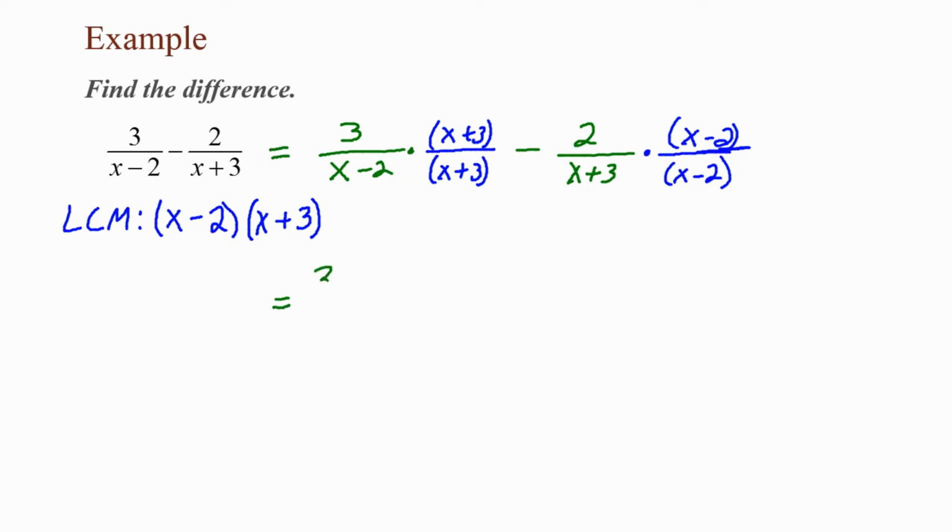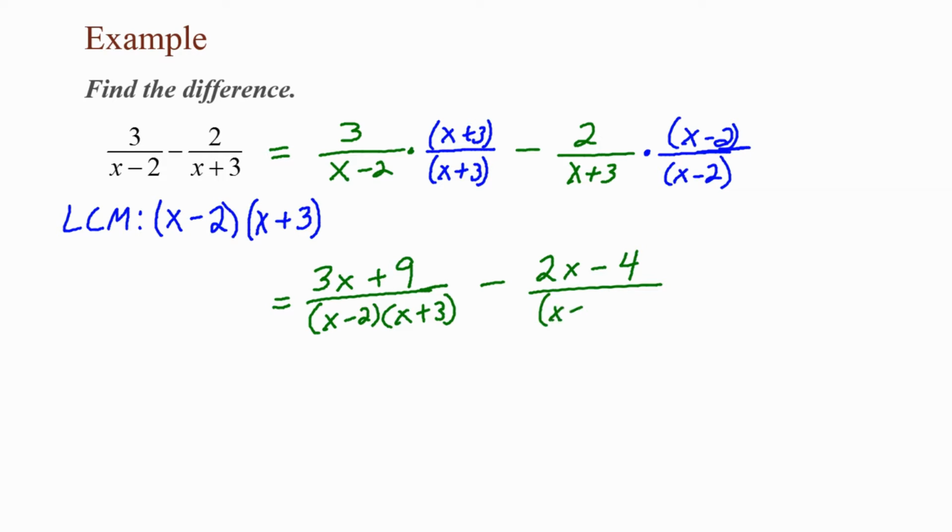3 times x is 3x plus 3 times 3 is 9 divided by x minus 2, x plus 3, minus 2 times x is 2x, minus 2 times 2 is 4, all over x minus 2, x plus 3. Now we're ready to write it over one denominator. What we need to keep in mind is that I have 3x plus 9 minus the 2x minus 4. I'm subtracting both of them. Then write my denominator.